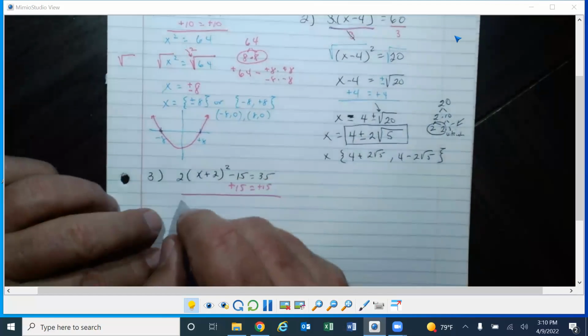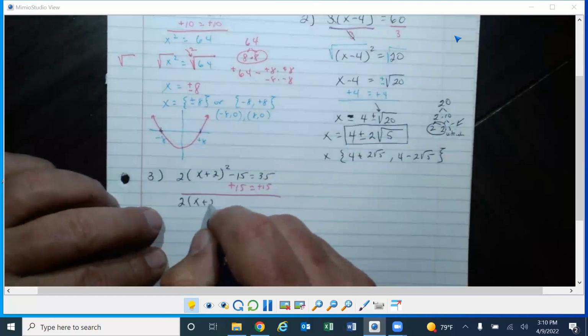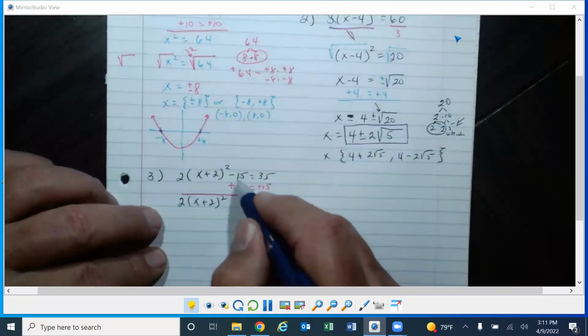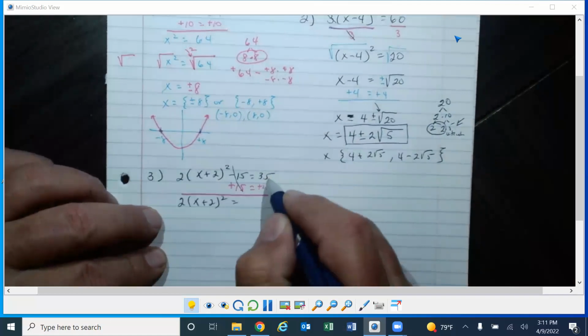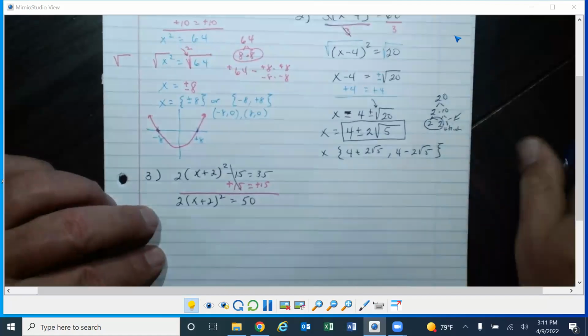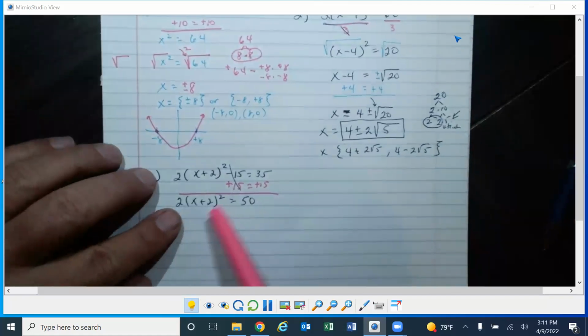And I'll bring everything down. This is a 0 pair, it cancels out, so we just mark it out. 35 plus 15 is 50. All right, now we have the same scenario that we have up here.